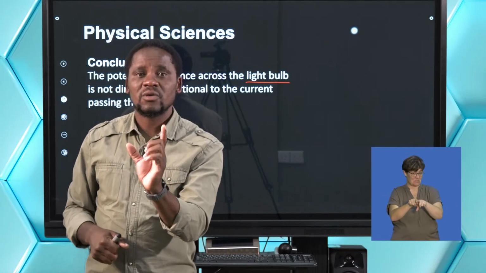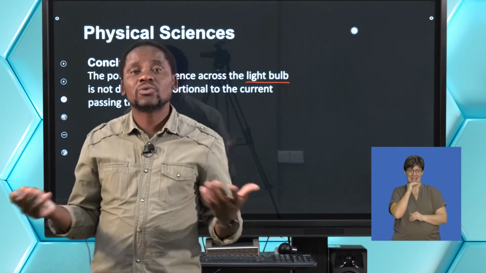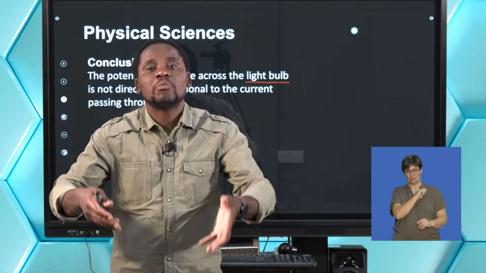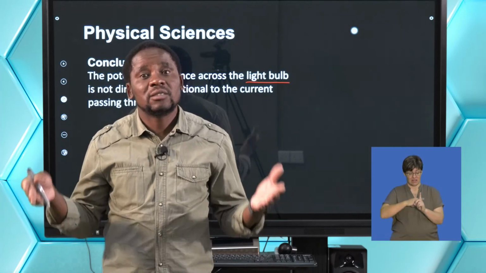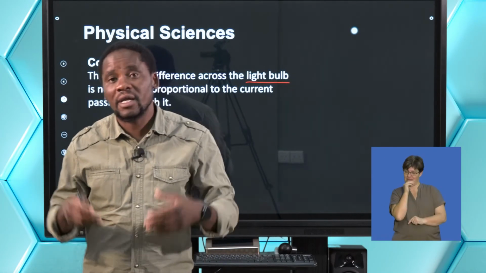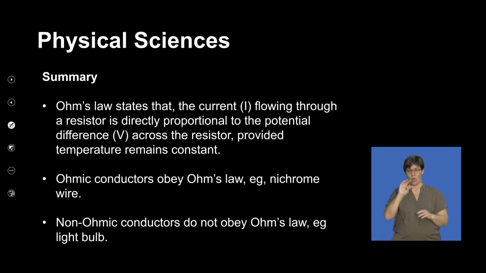So that condition of temperature remaining constant is necessary and sufficient for us to say, yes, indeed, a particular component obeys Ohm's law. If the temperature changes, then that conductor is what we would describe as a non-ohmic conductor. Because it's not directly proportional, it's a non-ohmic conductor. So in summary, Ohm's law states that the current flowing through a resistor is directly proportional to the potential difference across the resistor. This is the condition which says the temperature must remain constant.